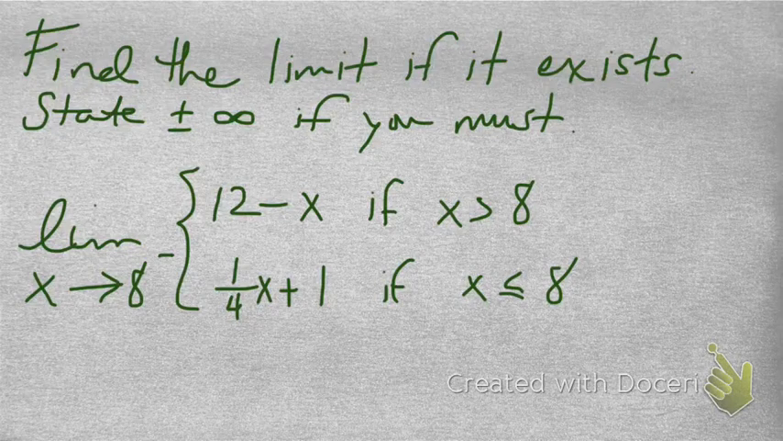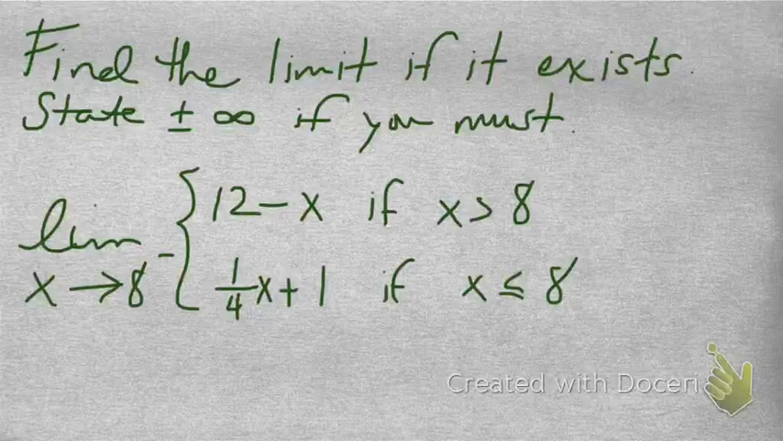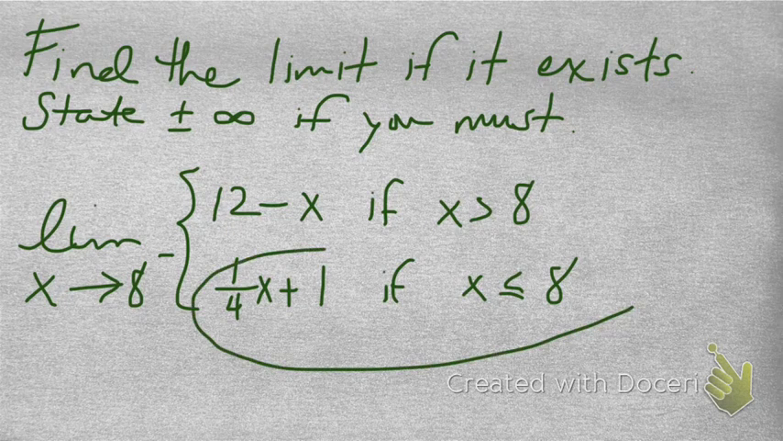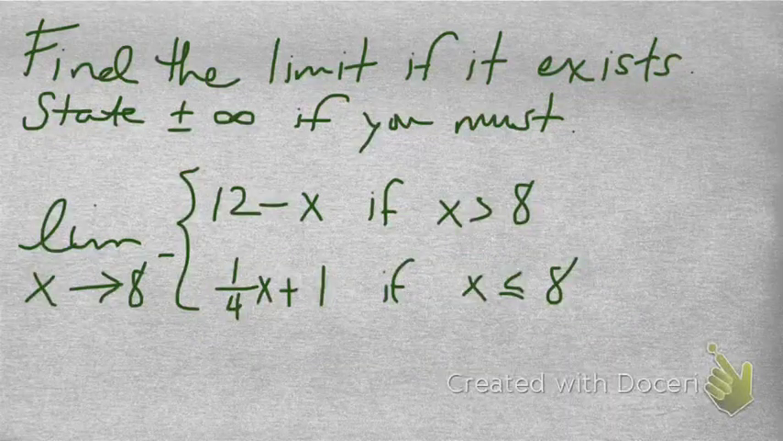Find the limit as x approaches 8 from the left. You're given a piecewise function. If we're going from the left, we have to correctly choose either the top version or the bottom version. Since we're talking about the left, we want the numbers that are less than or equal to 8. We're going to plug into the bottom.